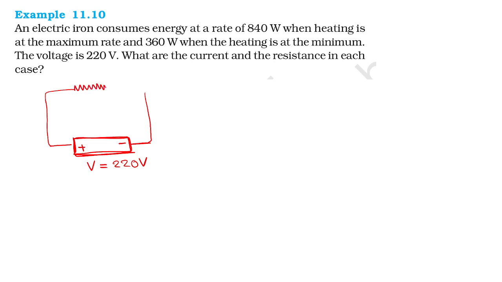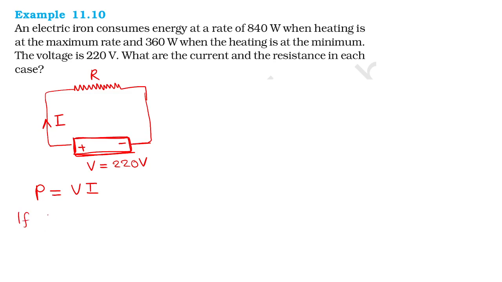Let me draw like this. The iron box will have resistance, right? This iron box is connected, having some resistance. Some current is flowing through the iron box. If the iron box is kept at the maximum level, 840 watt is the power. This watt means it is power. You know that power has the formula voltage into current. Is that correct? All of it clear? Power has the formula voltage into current. Is it correct? Yes, sir.